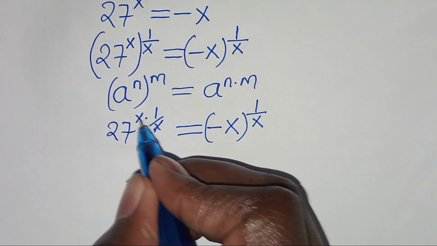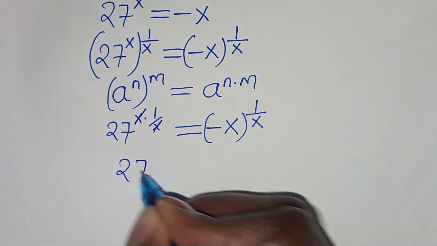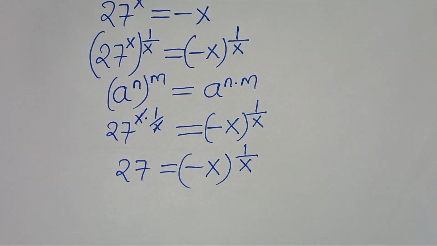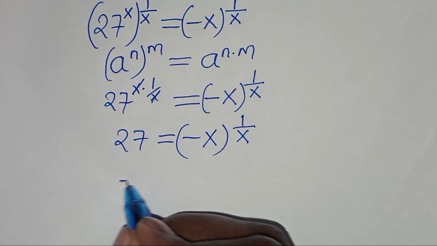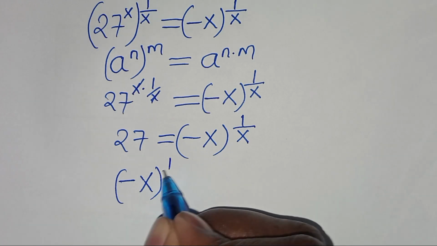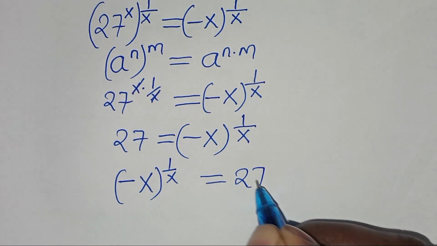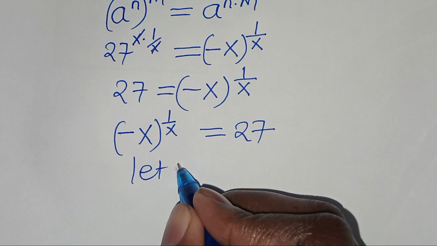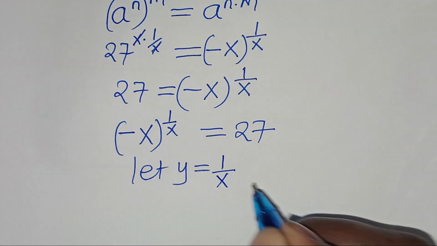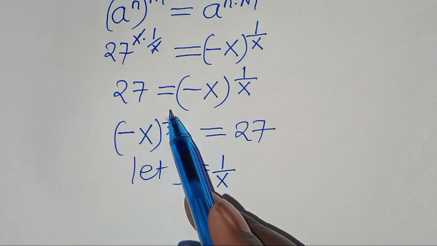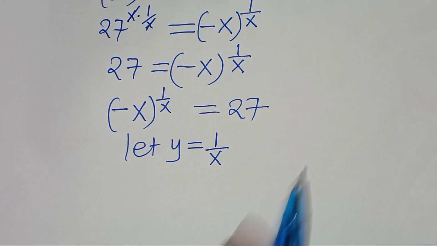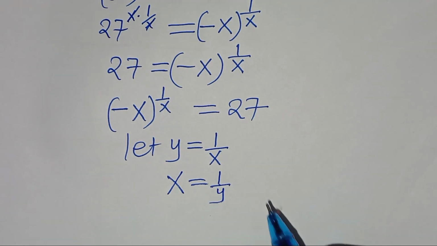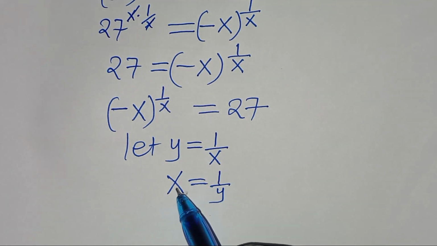The next step is that we can simplify here. So this is the same thing as 27 equal to minus x raised to power 1 over x. So we can write this equation as minus x raised to power 1 over x equal to 27. Now, the next step is we can let y be equal to 1 over x. So let's substitute y for 1 over x. Now, this implies that x is the same thing as 1 over y. So y is 1 over x, but x is 1 over y.